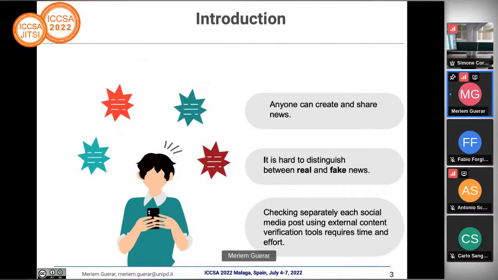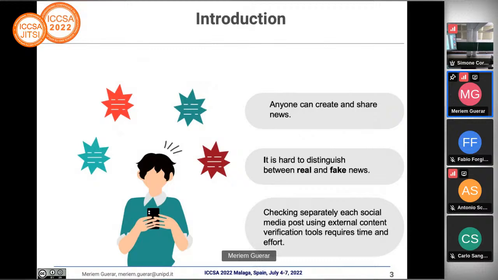To address this issue, recently multiple content verification tools have been proposed. However, these tools didn't have a real impact on combating the spreading of fake news. This is mainly because the users have to check the veracity of each social media post separately, which is unrealistic and time consuming.